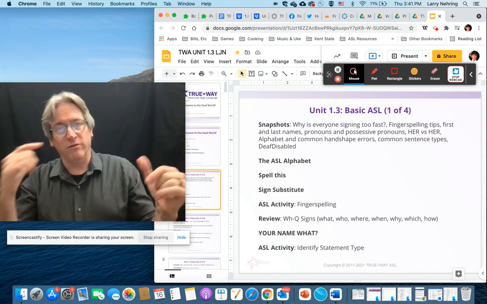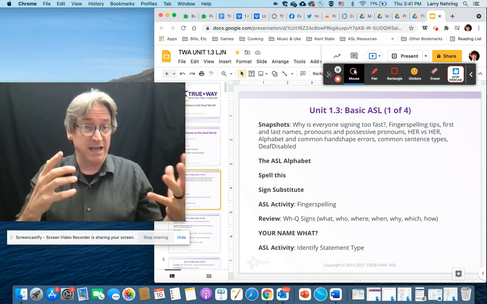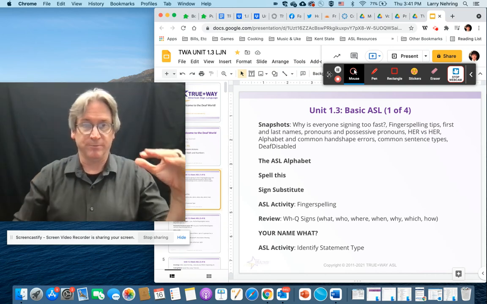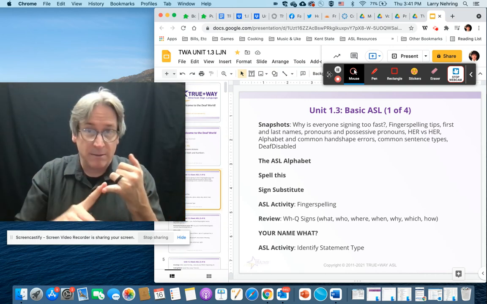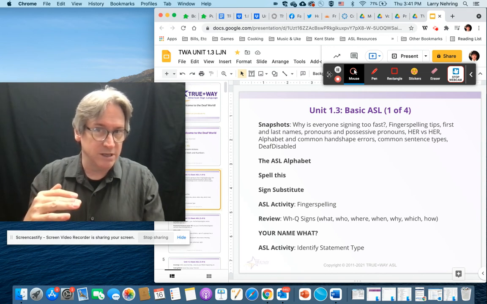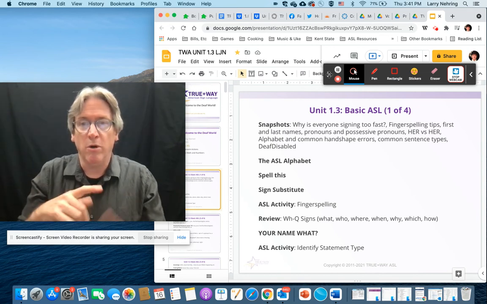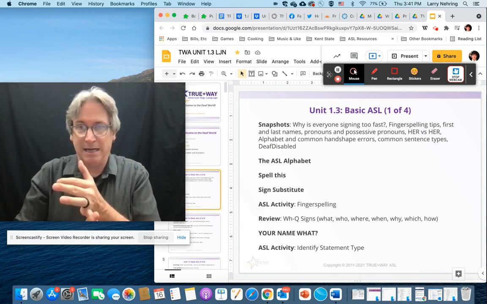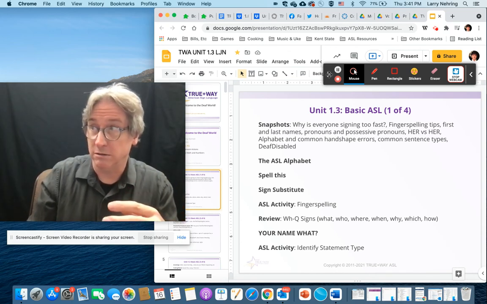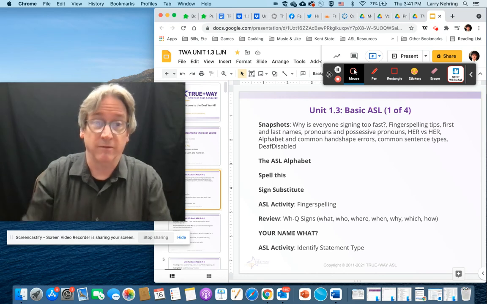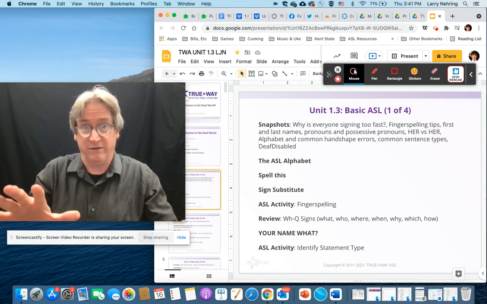Okay, so the basic ASL stuff that's going to be introduced in this chapter. Here's a little summary. There's going to be the snapshots, all the different videos that they're going to show. One of them is, why is everybody signing too fast? And it's specifically addressing ASL 1 students wondering why the videos are not slow so they can follow.